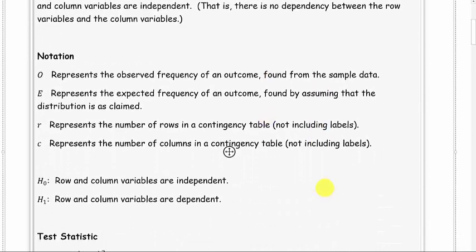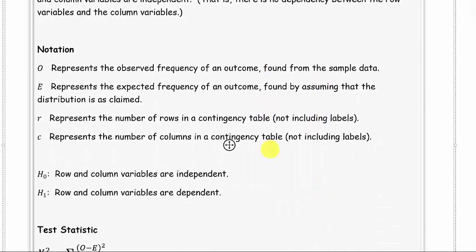This is very similar to what we did with the goodness of fit. The notation is also similar. Capital O is going to represent our observed frequencies. E is going to be our expected frequencies. R is the number of rows in your contingency table, and C is the number of columns in your contingency table.